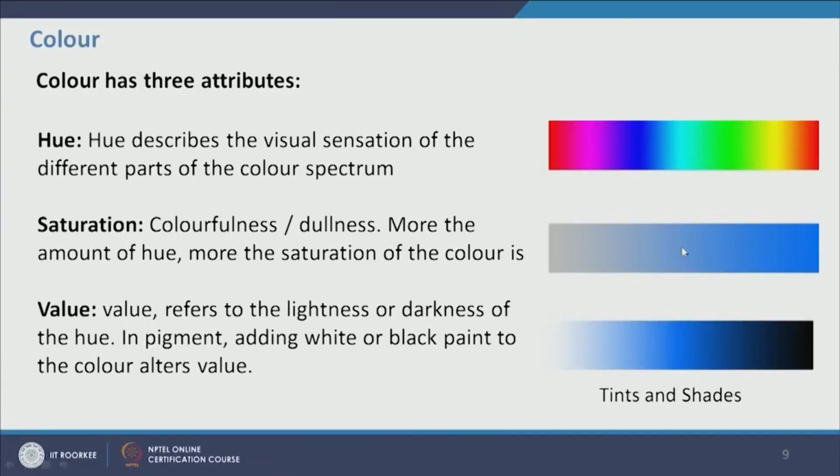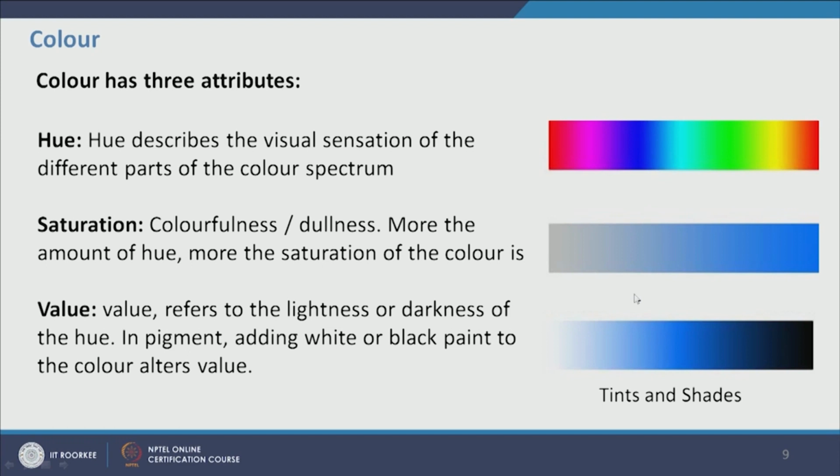And saturation, or chroma, can also be described as the colorfulness or dullness of a particular hue. Here in this example we have taken blue as a hue, and the saturation on the left hand side is less. So at a certain point we cannot recognize the blue as a hue, it appears as gray. On the other hand, on the right hand side, the blue has the highest saturation.